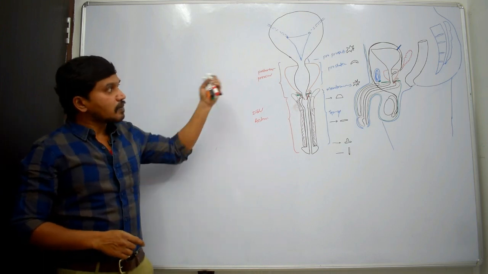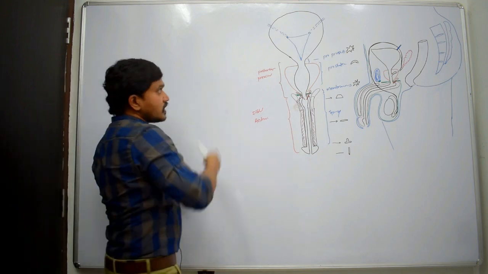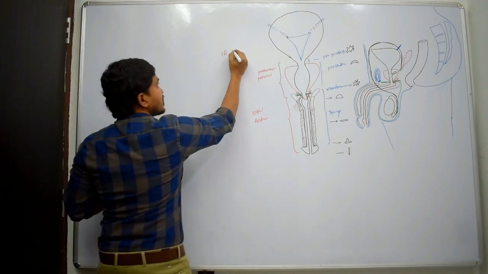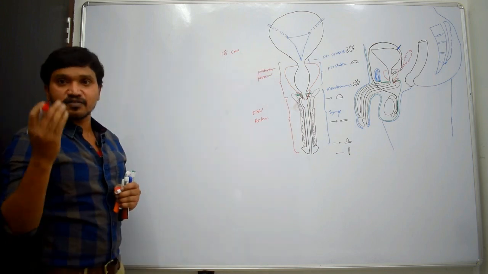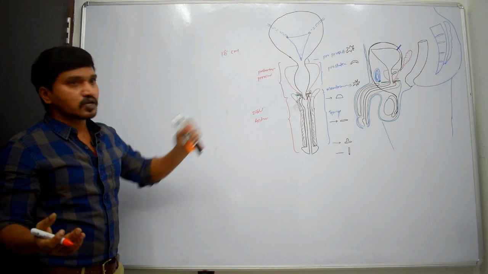Now we will see the measurements of male urethra. Totally it is around 18 centimeters. It is 18 centimeters in length. Then if you see, the width varies from part to part.